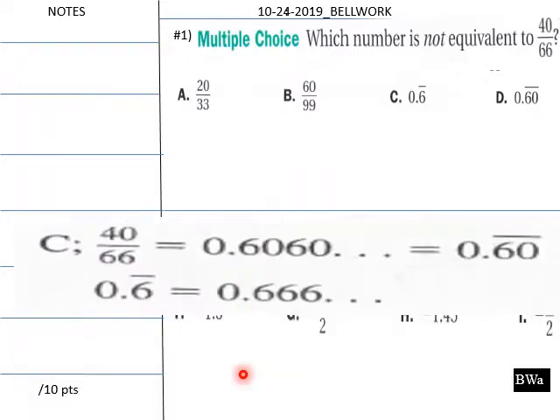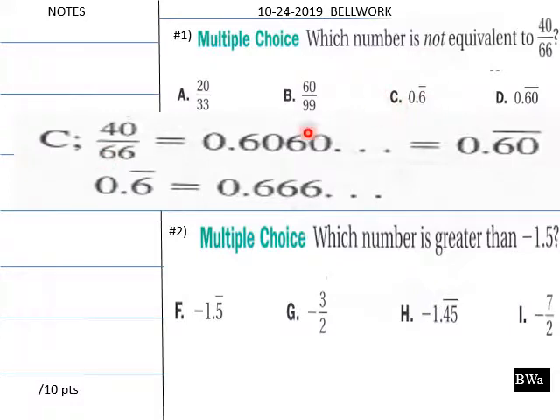Okay, welcome back for our solutions to our bell work. It would be C here. 0.666 would not be equivalent to 40 over 66, which is this number here, 0.60 repeating. So 0.6 repeating would be 60 over 99, which would then be 20 over 33. That would be 1/2 of this. 60 over 99 would be 1 1/2 of this, 1.5 times numerator and denominator. And then 0.60 does not equal 0.6666.